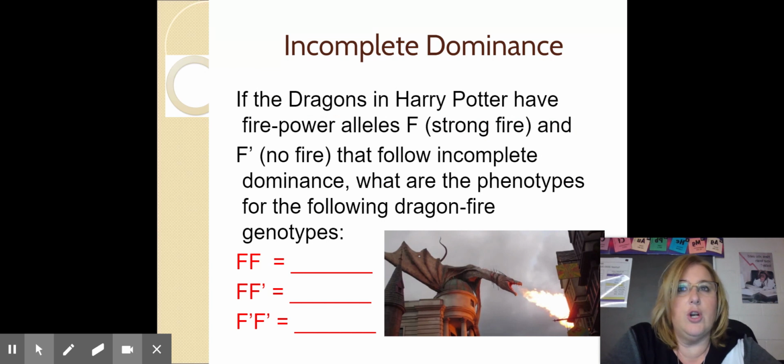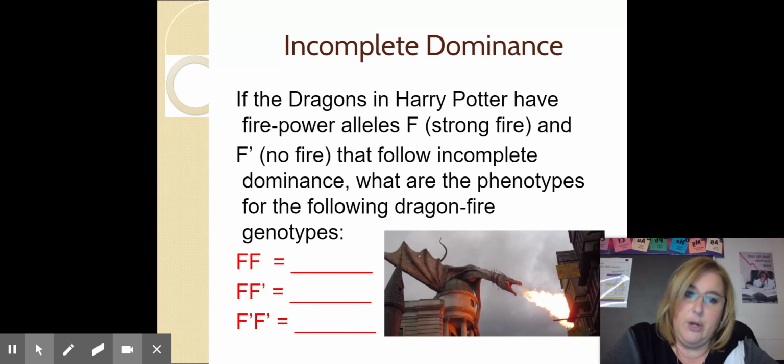When you did your create a baby on the website on Friday, there were a lot of traits that were incomplete. I think eye shape was one. You could have large eyes, small eyes, and if you got one of each of those alleles, then the eyes were medium. Same thing with hair. You could have straight and curly, and then wavy was the incomplete dominance.